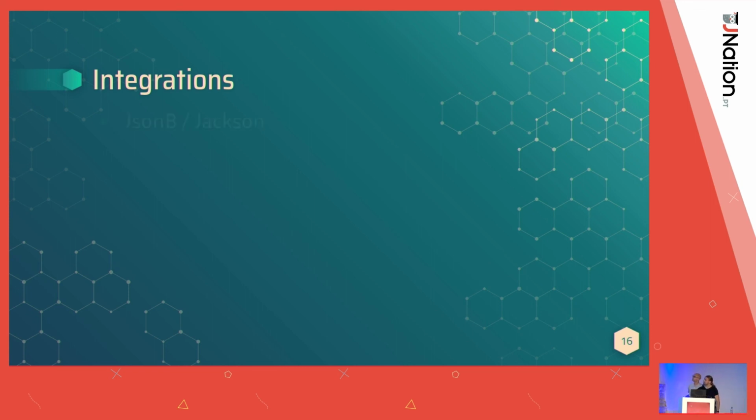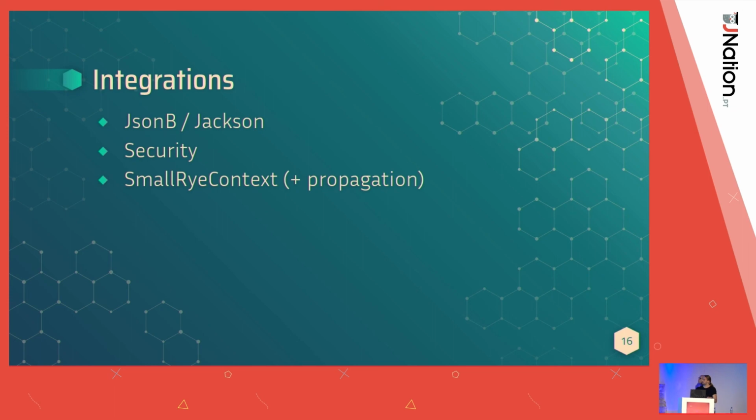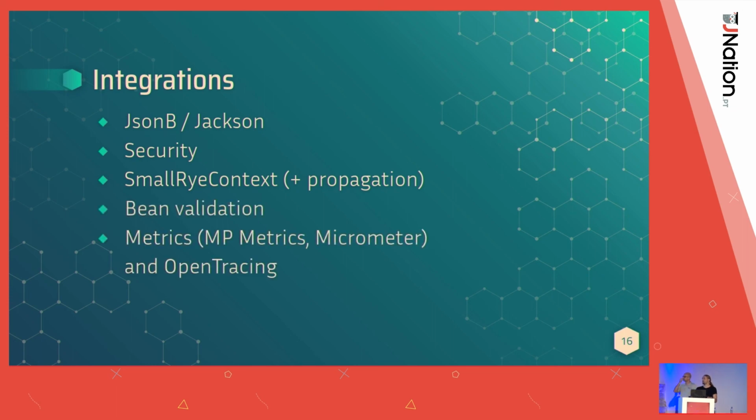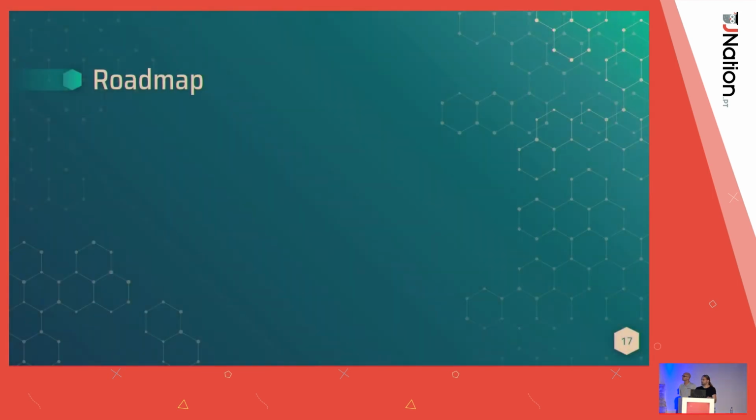Integrations: you can use either JSON-B annotations or Jackson annotations to customize how the classes are transformed into JSON. Both are supported. Security, we showed that. Context, we talked about that. Bean validation also talked about that. And you also get metrics. We support both MicroProfile metrics and Micrometer. We also support OpenTracing. You can get tracing data from the invocations of your operations.